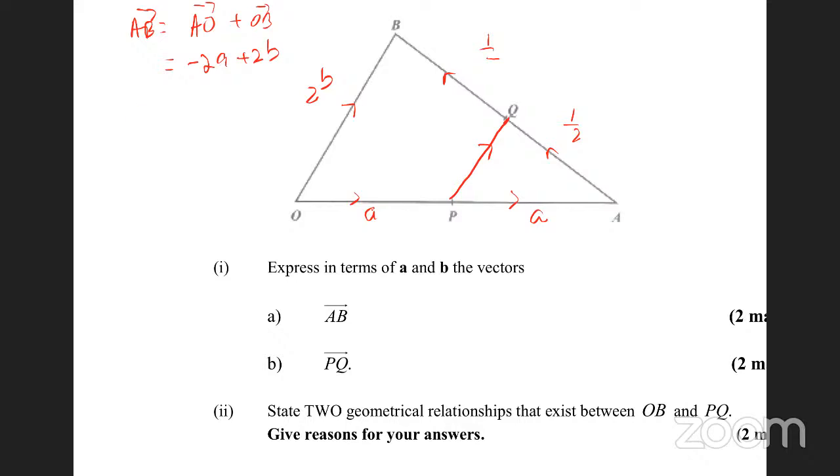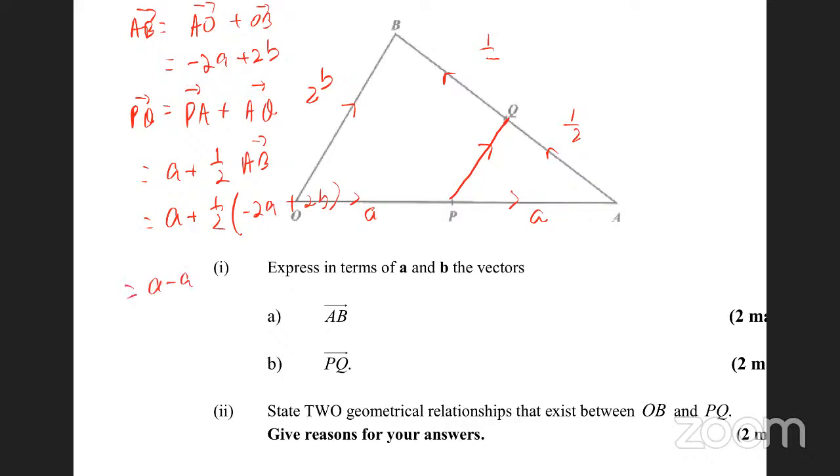So how do we get PQ? PQ will be P to A plus A to Q. What is P to A? P to A is small a. A to Q is 1/2 AB. So AB, remember, is minus 2A plus 2B. When you add it up, you'll get A minus A plus B, so I got B alone as the answer.